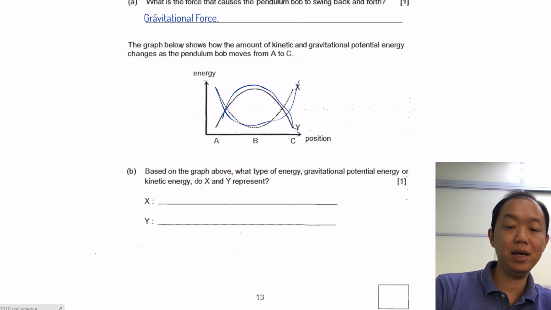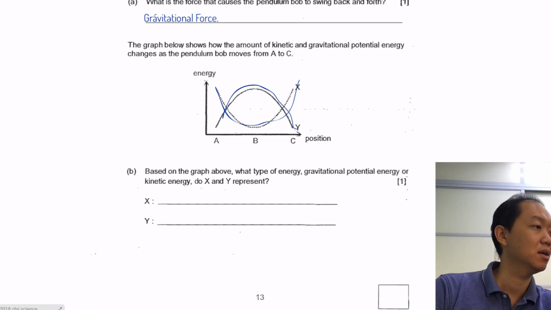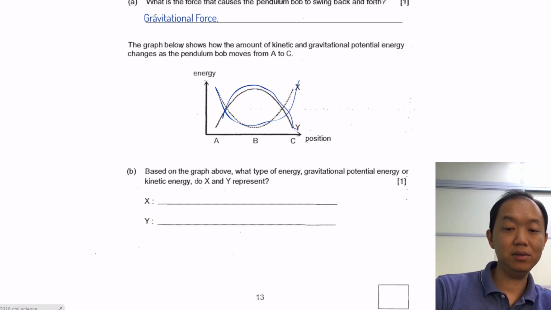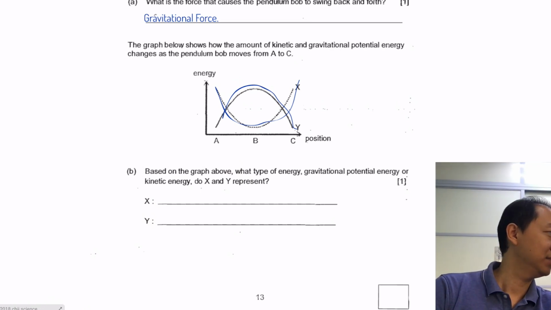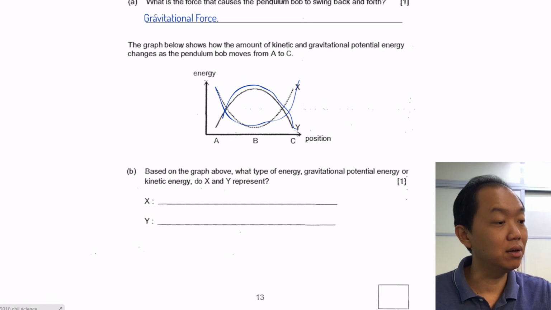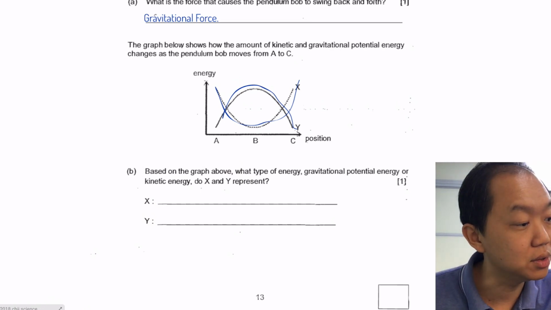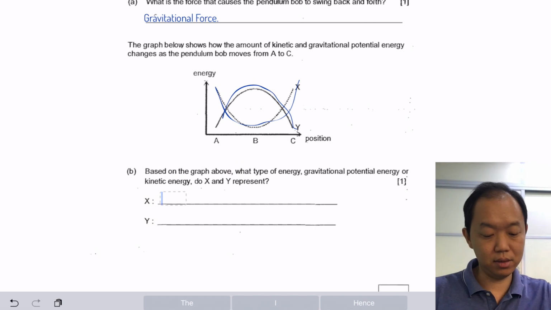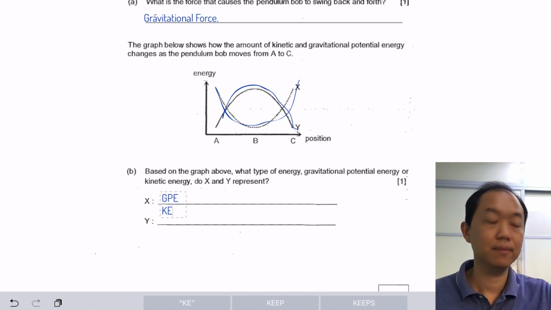Alright, so at point A, what energy does it have? Is it the kinetic energy or gravitational potential energy at point A? Does it have more gravitational or kinetic? Gravitational. So which curve shows at point A there is more gravitational? X, right? That means X is the gravitational potential energy. Okay, so X is the GPE. Now in exam you got to write the whole thing. Y will be the KE. Okay?